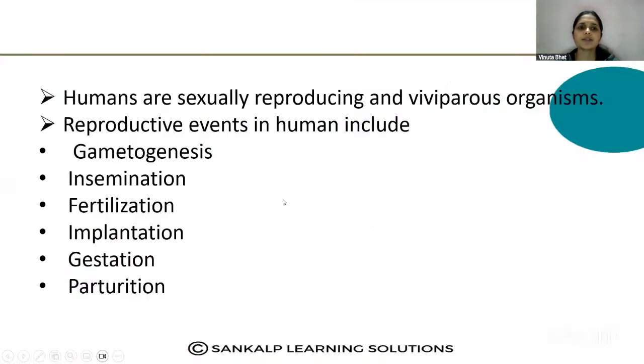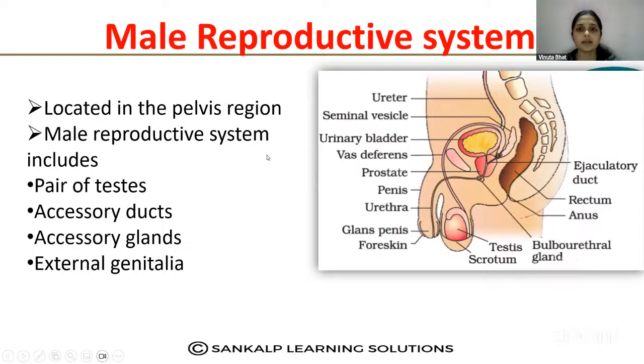You know that humans are sexually reproducing and viviparous organisms, and the reproductive events include certain steps: gametogenesis, insemination, fertilization, implantation, gestation, and parturition. I'm not going to explain all these terminologies now; we will study them in the next part. Here, first we are studying the male reproductive system.